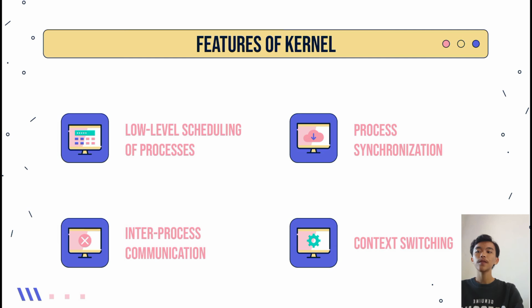Okay, I will continue, divided into four parts. One, low level scheduling of process. Process synchronization and inter-process communication in context switching.